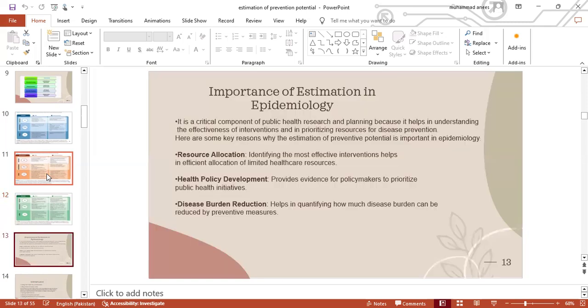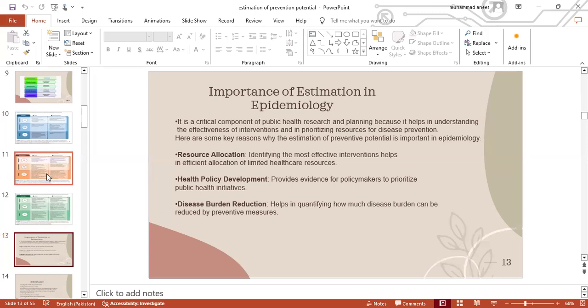Let's move on to the importance of estimation in epidemiology. This highlights why the estimation of prevention potential is important and why it should be done. It is a critical component of public health research and planning because it helps in understanding the effectiveness of interventions and in prioritizing resources for disease prevention.